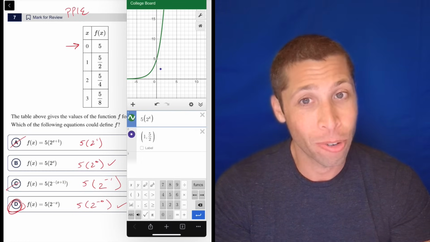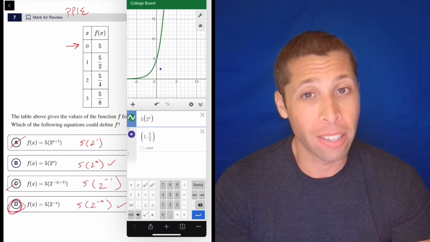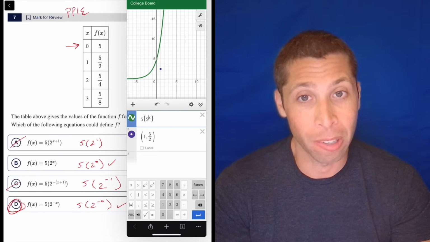So practice it. Try to get as good as I am. Even here, I wrote more on my scratch paper for you guys than I would have done. I could have done this in my head very confidently and been down to 2 choices before going to Desmos.